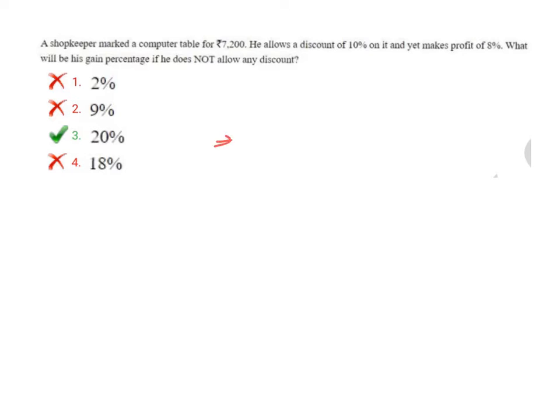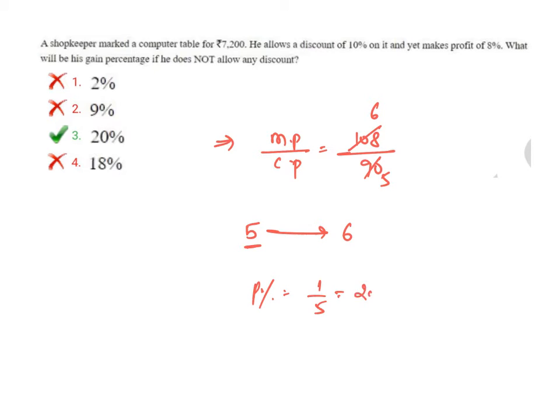Now, we know MP by CP is equal to 100 plus profit, that is 108, by 100 minus discount, that is 90. 18 6, 18 5. If he does not allow any discount, the cost price is 5, he would have sold it for 6. Therefore, the profit would have been 1 upon 5, that is 20%. You don't need to take that 7,200, it's just a trap. They can give you any difficult number in place of 7,200 also.